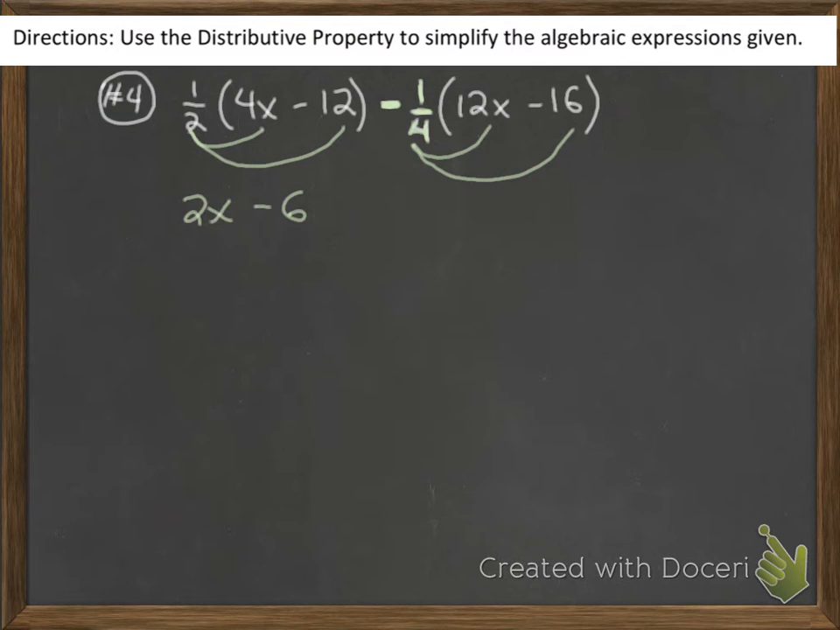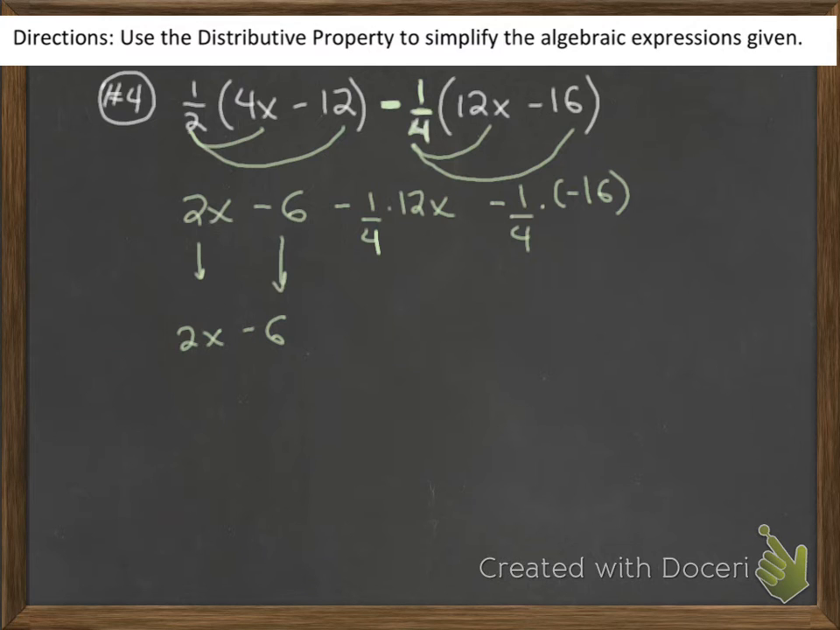So let me write this out just so that you guys can see this and you don't get confused by the signs. So you have negative 1/4 times 12x, and then we have negative 1/4 times negative 16. I want everybody to see this. All right, so I'm just going to bring down the 2x minus 6. Nothing's changing there.